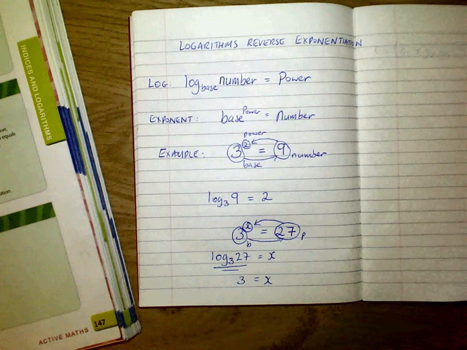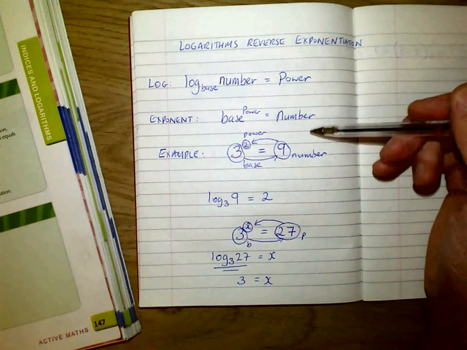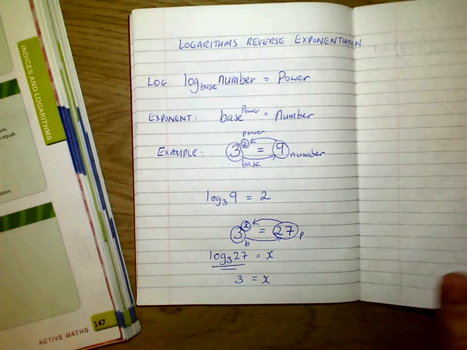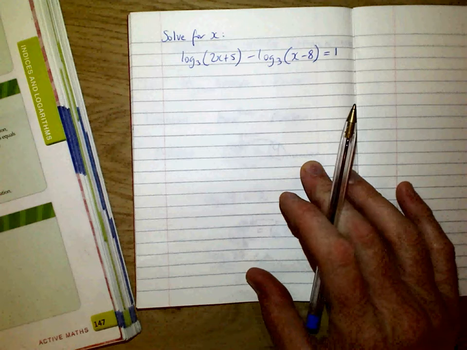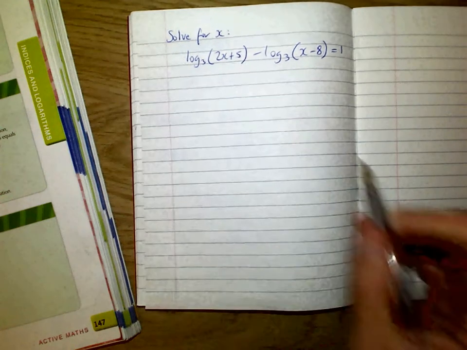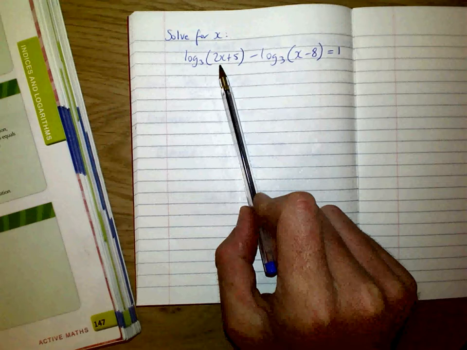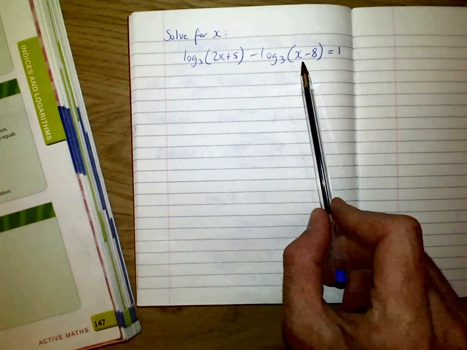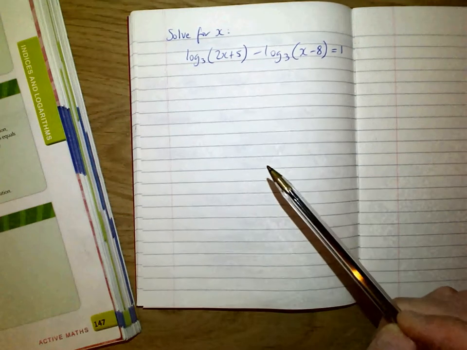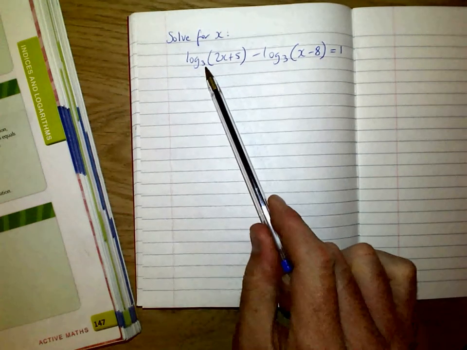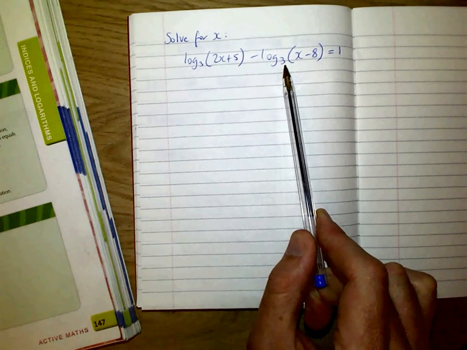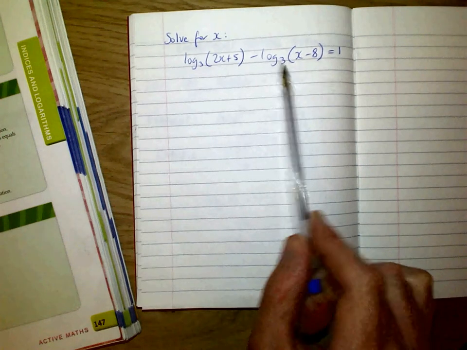Okay, so we just have to remember being able to switch between these two when we move on further into the questions. The first question we're going to look at is this. We have log base 3 of 2x plus 5 minus log base 3 of x minus 8 equals 1. The first thing to note here is that the base numbers are the same.